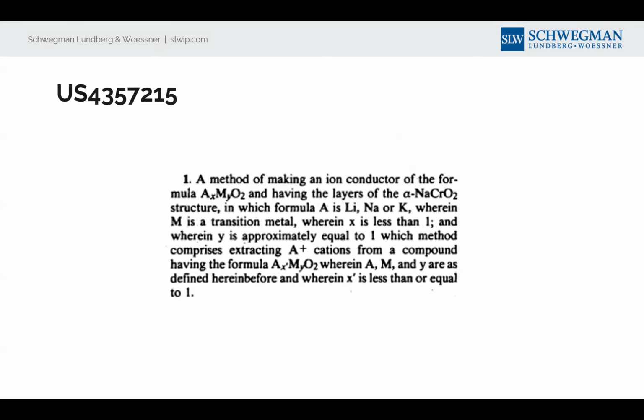Okay, and this is a method of making an ion conductor of the formula AxMyO2, having particular layers. But again, this is another blockbuster patent, probably at least $100 million. And each word is probably very expensive.